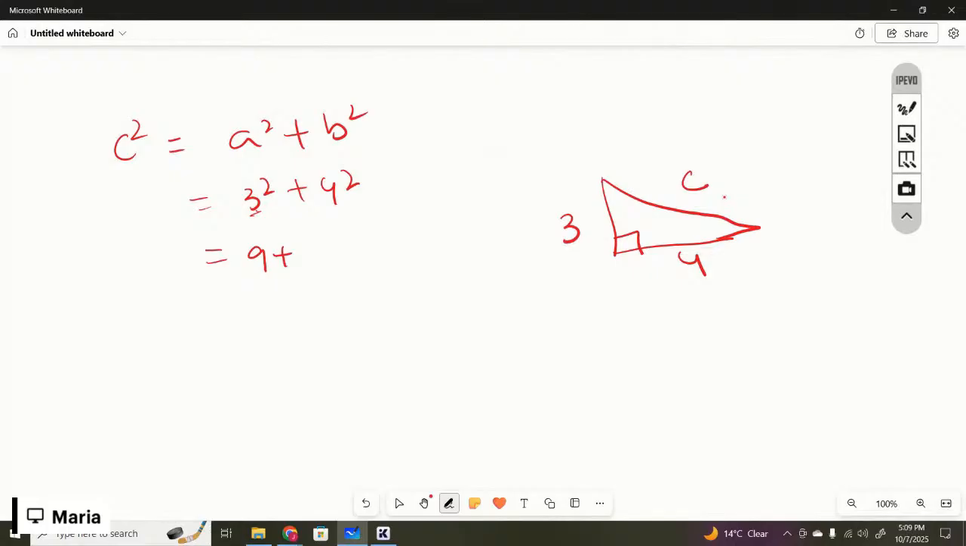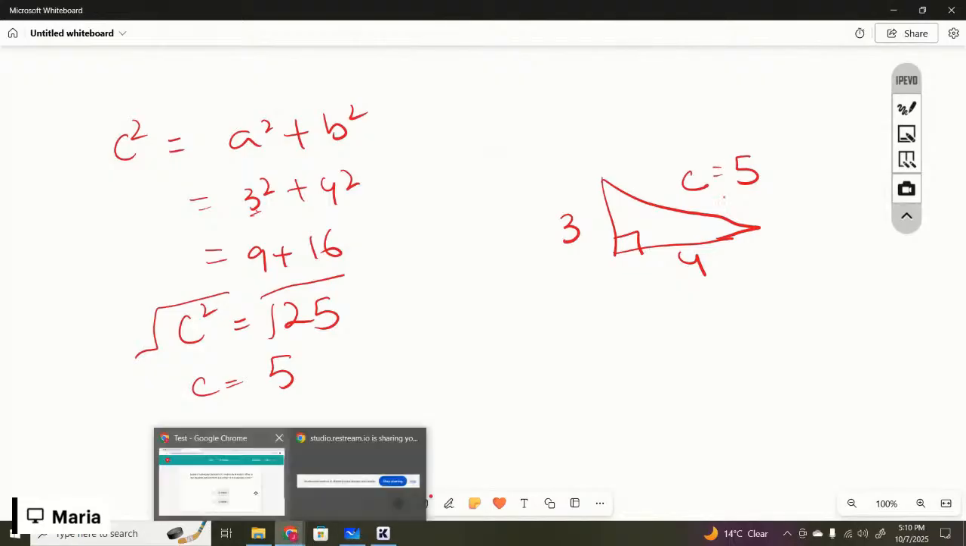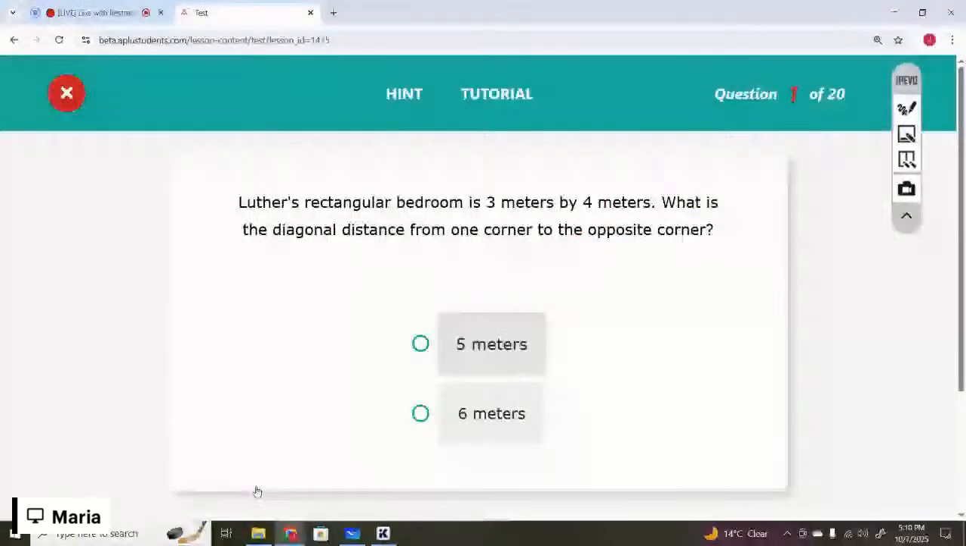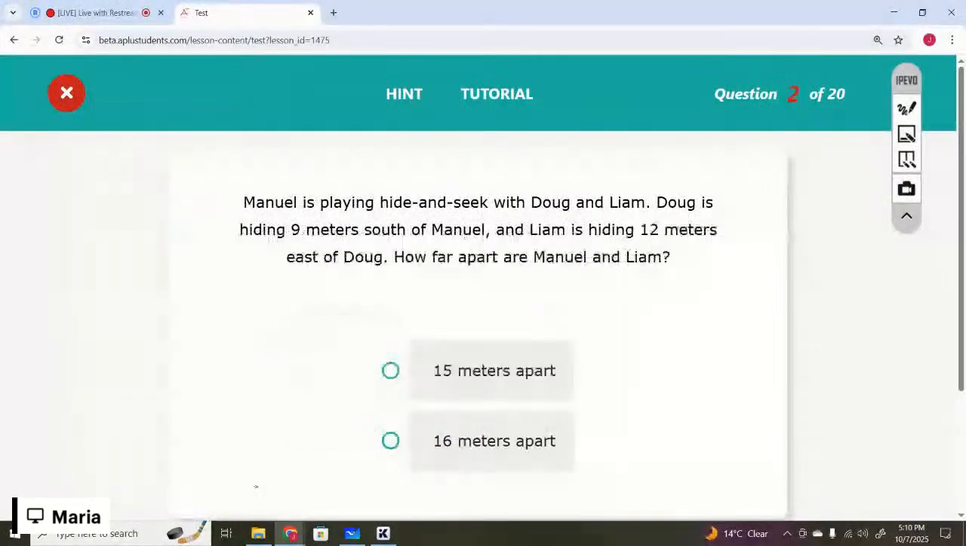4 square means you need to do 4 times 4, that is 16. So 16 plus 9 is 25. C square equals 25. You need to take the square root on both sides. So C equals 5. So the diagonal distance between the opposite corners of the room is 5. Option number 1 is the correct option, that is 5 meters.